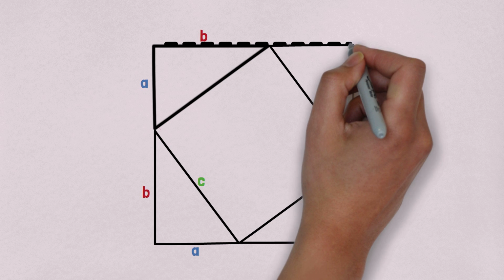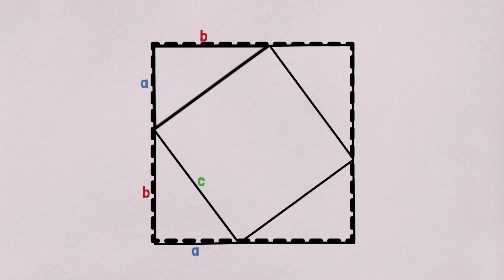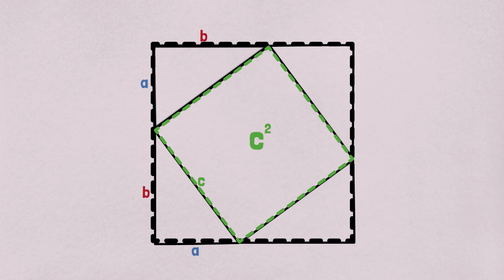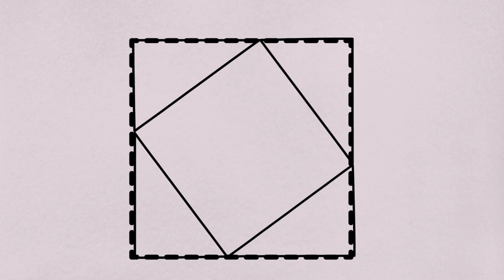Notice that these triangles form an outer square, but more importantly, an inner squared void of side C. So the area of that void will be c squared. Now, what happens when we move that void around?